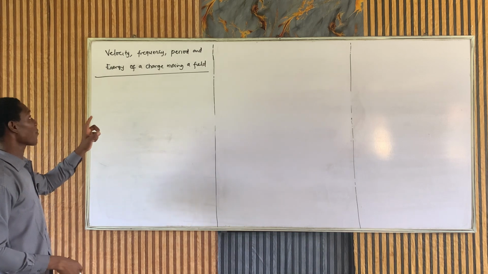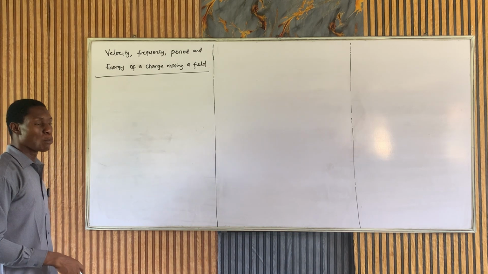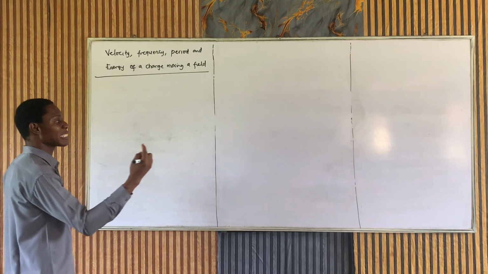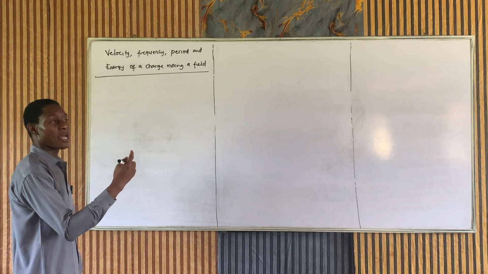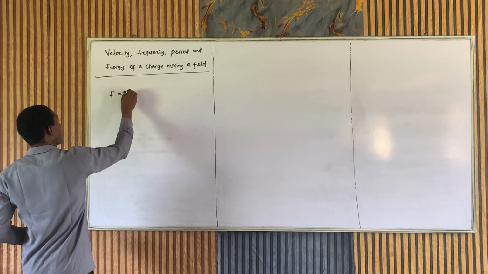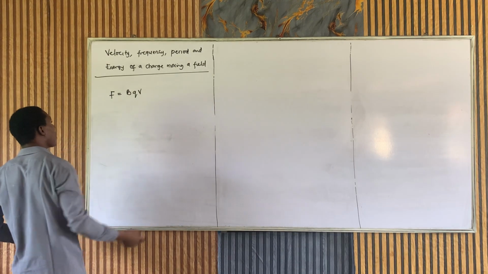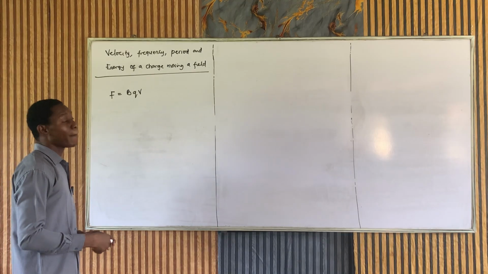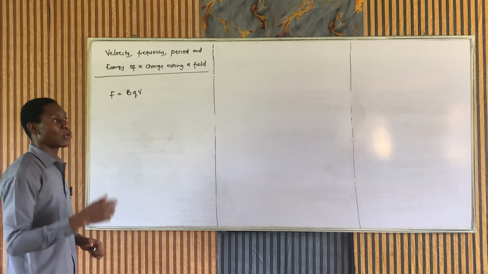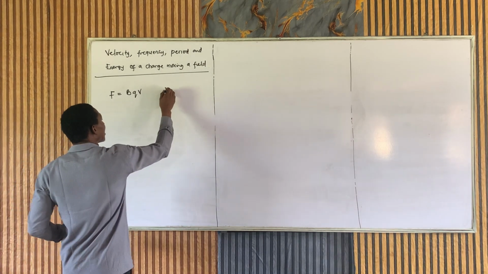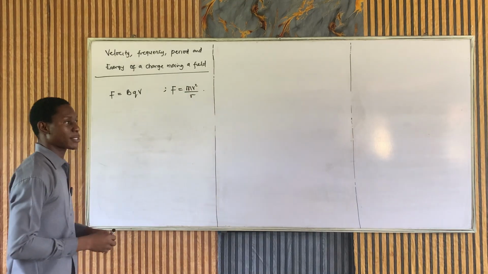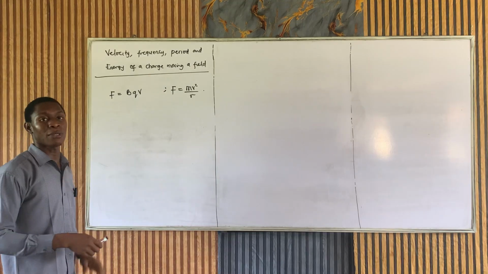Lastly, we want to look at velocity, frequency, period, and energy of a charge moving in a magnetic field. A charge moving in a magnetic field moves in a circular manner, and the force on it is given as F = BQV, or VQB, whichever way you want to arrange it. But understand that if it's moving in a circular manner, there will be a centripetal force on it. The centripetal force is given as F = mv squared over r.